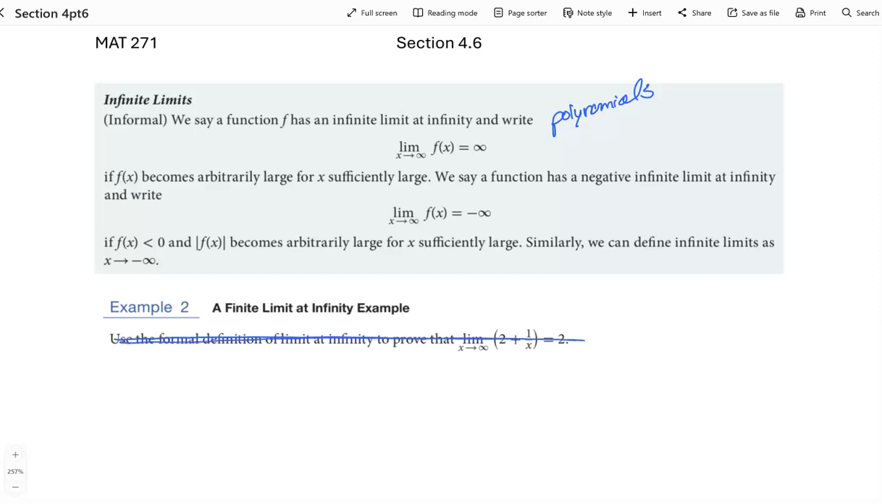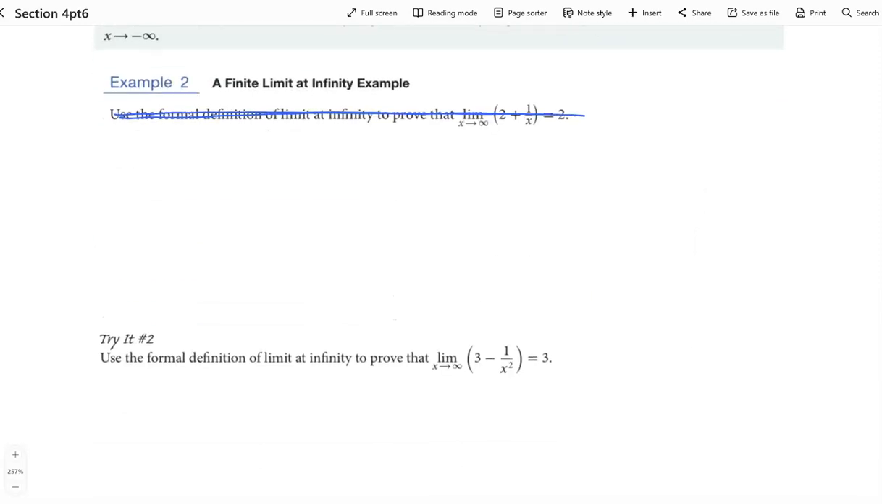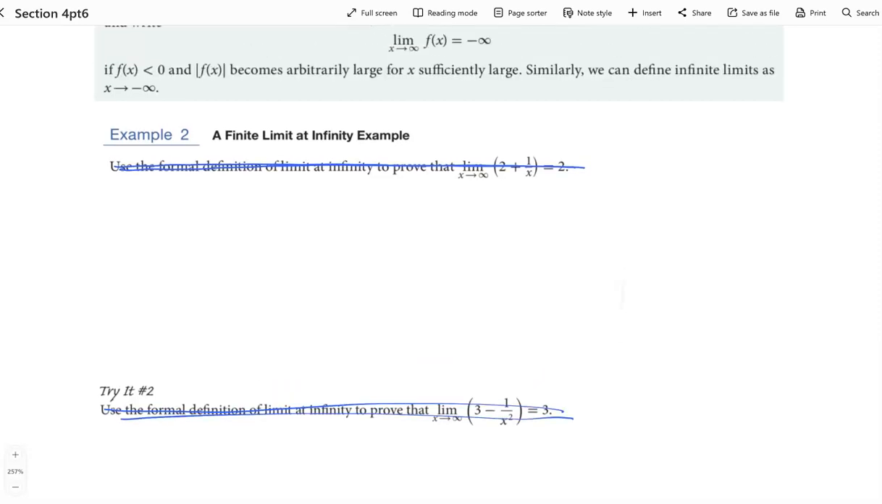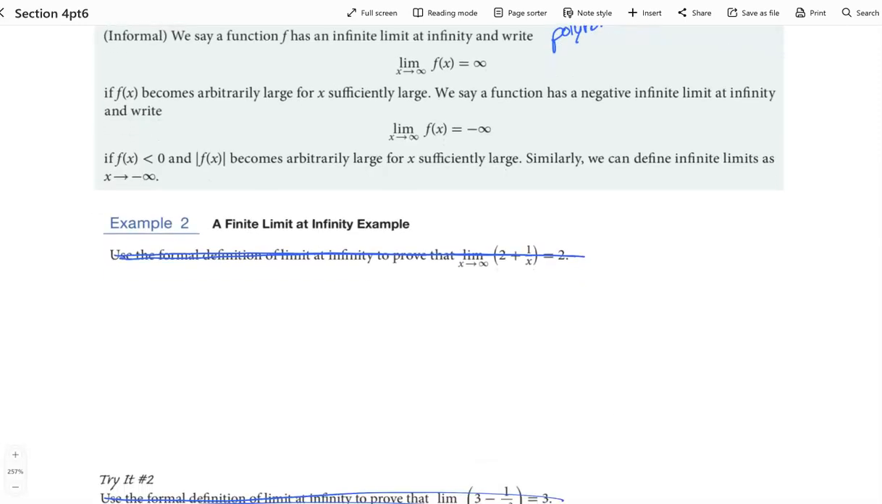What I want to do is change the problem. Instead of doing this, let's look at a polynomial. Maybe we look at 3x to the 5th. We want to know what's going to happen to that limit.